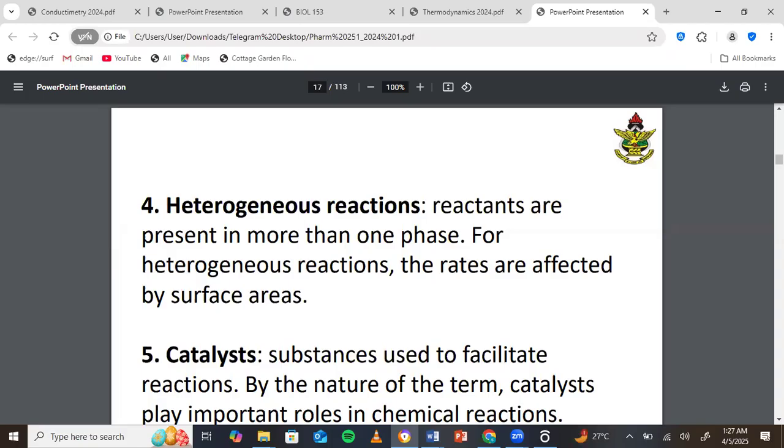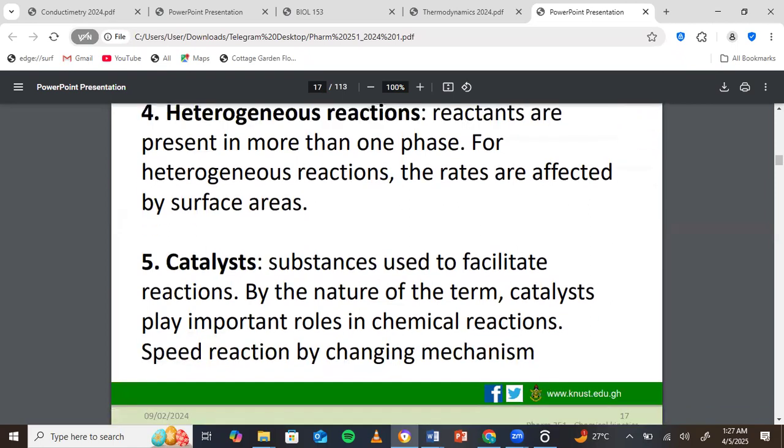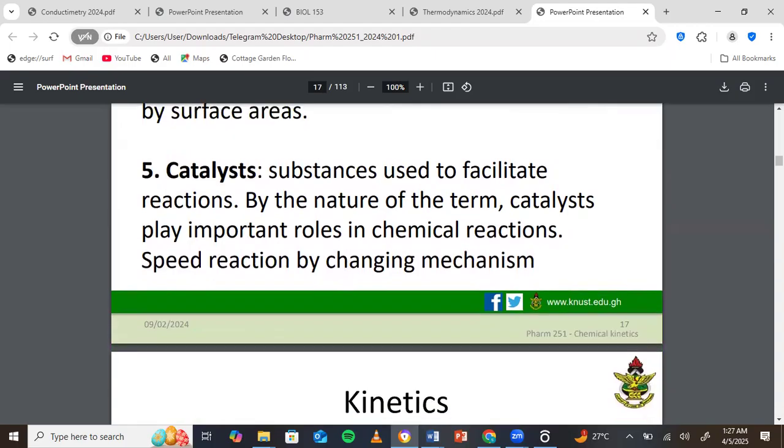And the rate is affected by the surface area. We know that the higher the surface area, the higher the chance of collision, right? So the faster the reaction. So gases definitely would have higher surface area and then faster rates relative to liquid. Then the last of them will be solids.